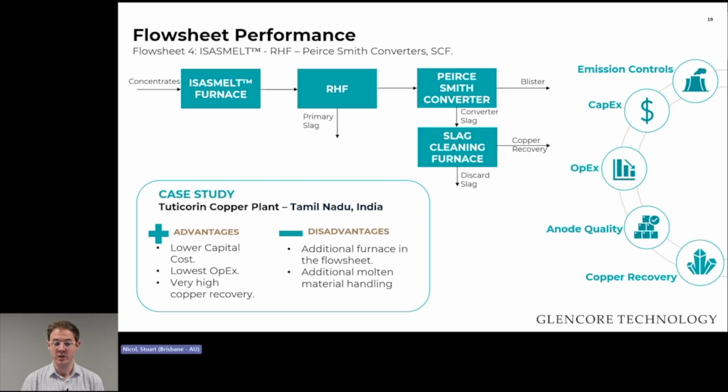If we look at this flow sheet, they use an Isasmelt furnace, a rotary holding furnace, Pearsmith converters, and a slag cleaning furnace. This particular flow sheet has a low capital cost. The slag cleaning furnace and the RHF are both low cost furnaces when you compare those to the MSEF technology, and they also have a very high copper recovery. It does add some additional furnaces into the flow sheet because you have the SCF there as well, and does add additional molten material handling because you are charging material to that SCF.